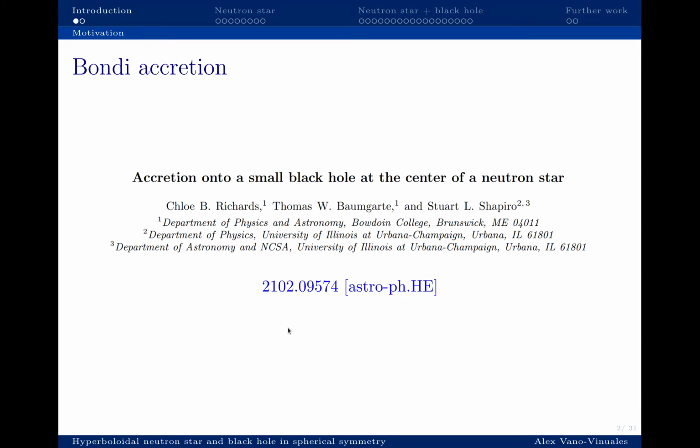This work originated during my visit in 2023 to Kyoto University, where I was hosted by Kotaro Kyutoku. And we were thinking about stuff to work on. One of the suggestions that Kotaro came up with was, let's try and do a hyperboloidal version of the work in this paper here, which is on the topic of Bondi accretion. So the idea is you have a neutron star, and you put a very small black hole at the center. So of course the black hole starts to accrete the neutron star, and you can do this in spherical symmetry, which is far simpler from an implementation point of view.